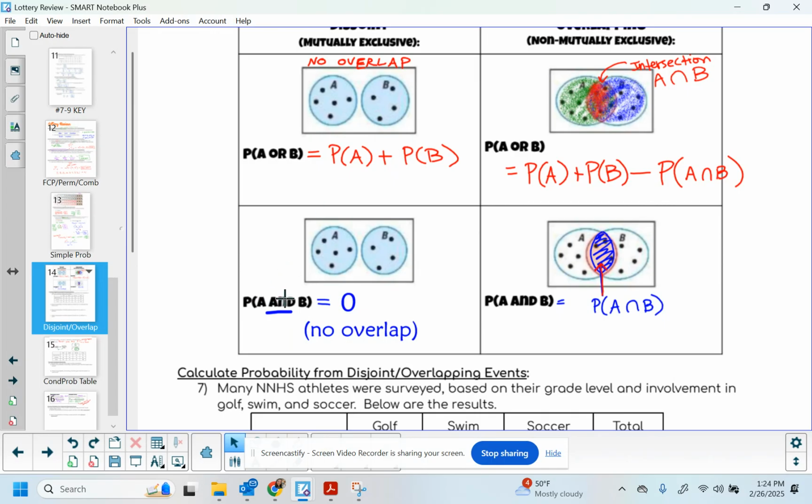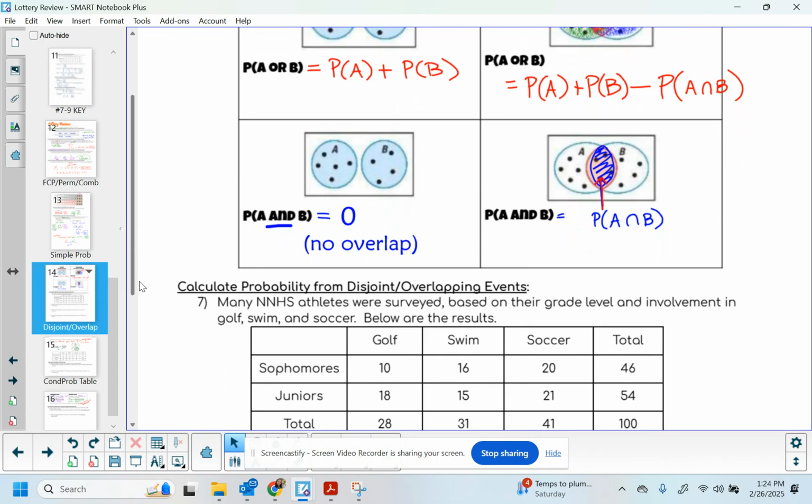When we're asked for A and B, that means A and B at the same time. If they don't overlap, that's just zero. It's impossible. But A and B, if they do overlap, is what we call the intersection. So it's just that intersecting point, intersecting number.